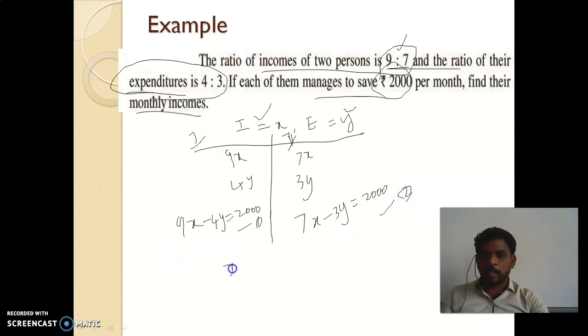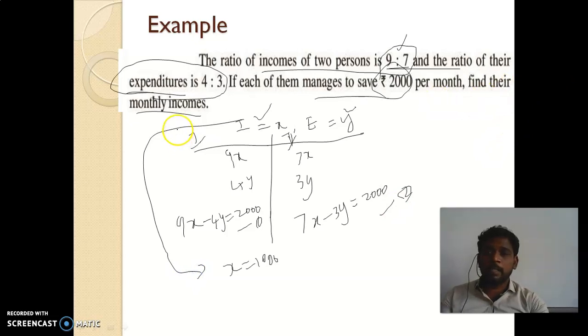Okay. For example, if x value is 1000, what is the meaning here? The income of the person is 1000. That is the meaning. And they are asking their monthly incomes, right? What about the monthly income of the first person? 9x. And the monthly income of the second person? 7x.